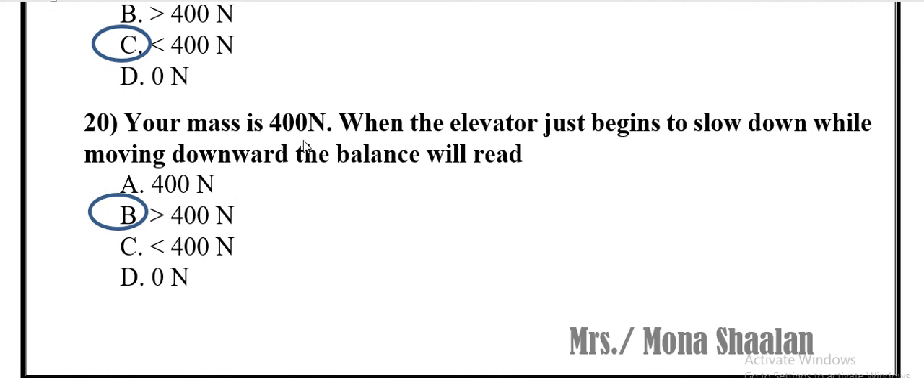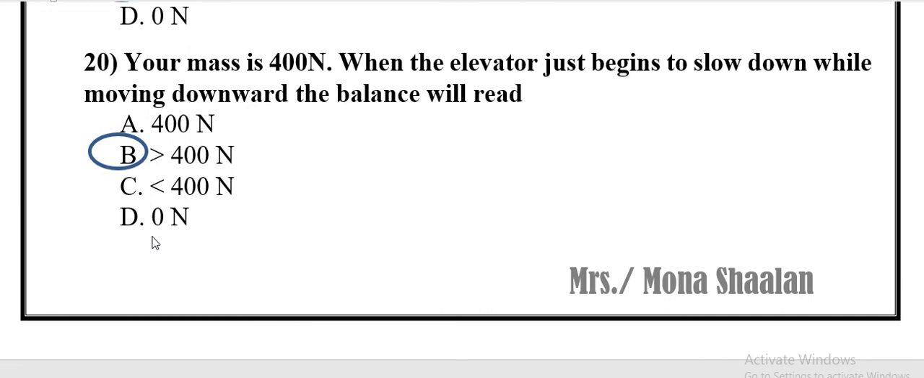Your weight is 400 Newton when the elevator begins to slow down while moving downward. Moving downward, the apparent weight will decrease, but it is slowing down. Slowing down, the acceleration will have a negative sign. Negative times negative, so the apparent weight will increase. Thank you.